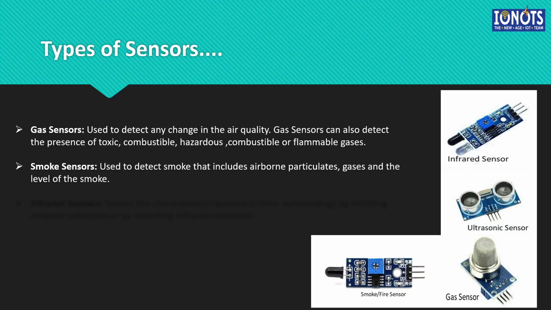There are mainly two types of smoke sensors: optical smoke sensor and ionization smoke sensor. Optical smoke sensor is also known as photoelectric smoke alarms.